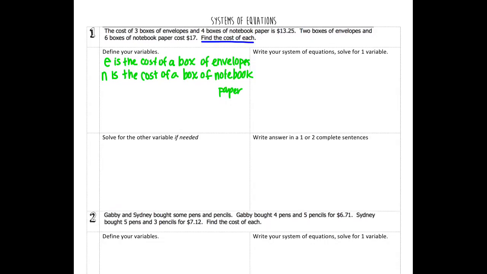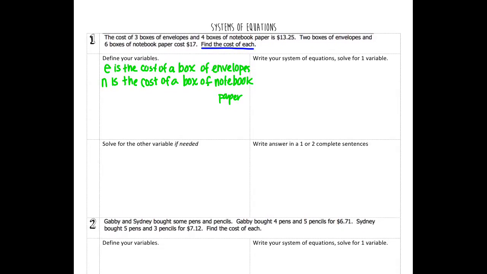So what they do tell me is that I buy 3 boxes of envelopes and 4 boxes of notebook paper the first time, and that actually comes to $13.25. So I know the cost of the envelopes would be 3 times however much the envelopes cost, plus 4 times however much the notebooks cost, gives me a total of $13.25. The second time I buy only 2 boxes of envelopes, so 2 boxes of envelopes plus 6 boxes of notebook paper, and that equals a total of $17. No cents.